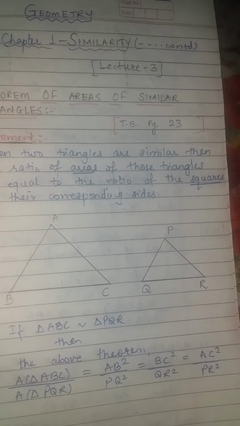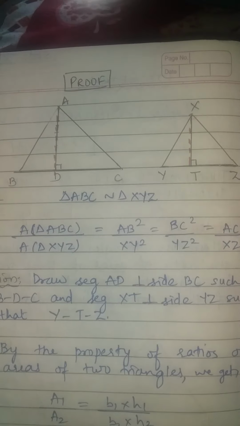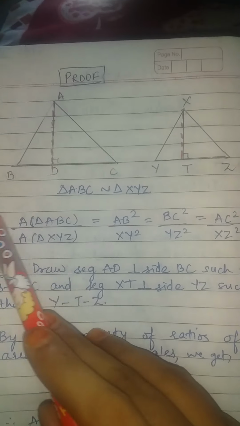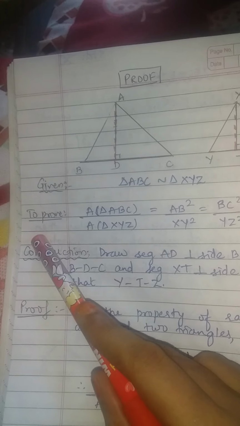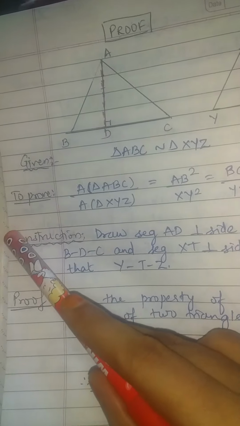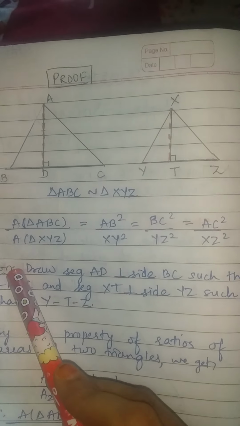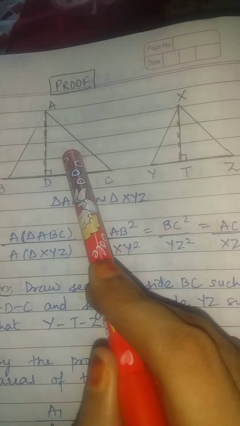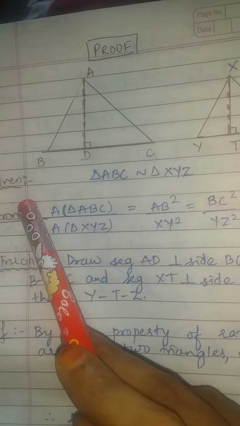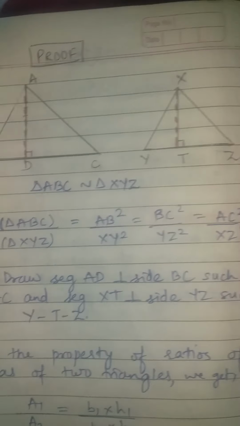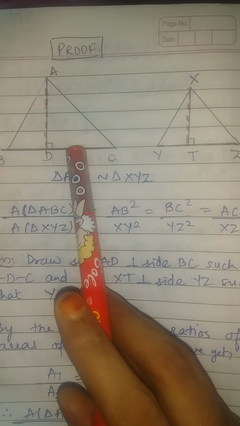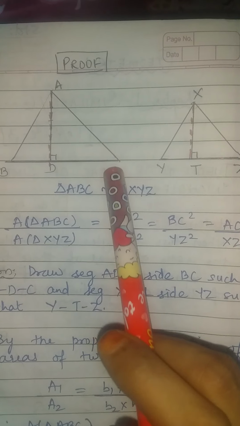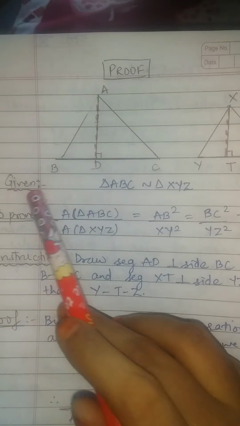Proceeding further towards the proof of the theorem, let us try to understand the proof. Of course, we will have the given and the proof, and in the proof of this theorem we will need some construction as well. So let us start. You will have two triangles ABC and XYZ given, and of course these triangles will be similar since we are studying the theorem of ratios of areas of two similar triangles. Triangle ABC is similar to triangle XYZ. This will be given to you.